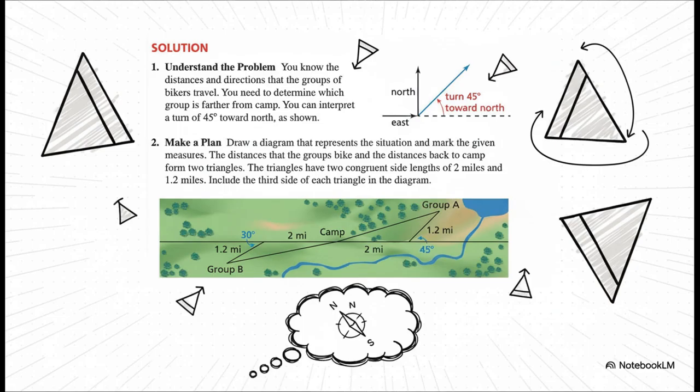So for our plan, the absolute best way to tackle this is to just draw a picture. And the second we start sketching it out, something should look really familiar. The path for each group of bikers forms a triangle. And not just any triangle, both triangles have a 2-mile side and a 1.2-mile side. Ding, ding, ding, this is a textbook setup for the hinge theorem.